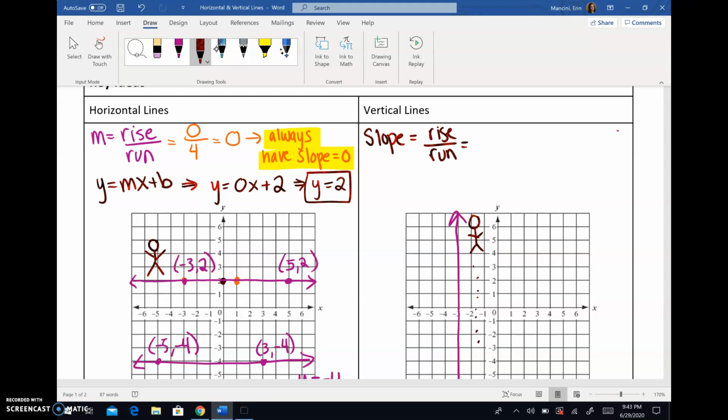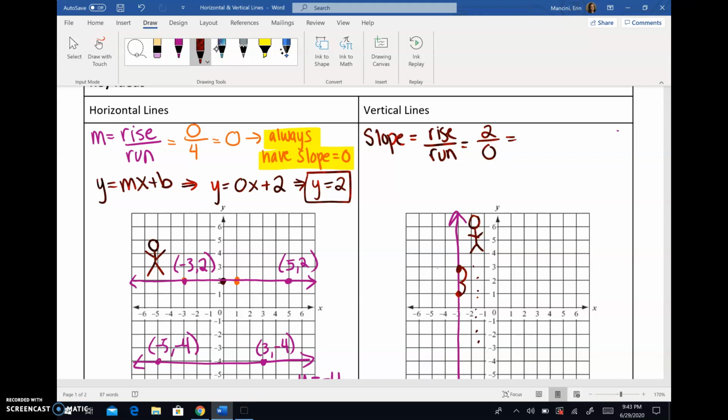Let's pick 2 points on the line. We'll count a rise in our run. I'm just going to pick these 2. It could be any 2 points. How much do you have to rise to get from here to here? Well, you'd go up 1, 2. How much do you run to get from here to here? Well, do you move left or right at all? No, you don't. So the slope is 2 over 0.